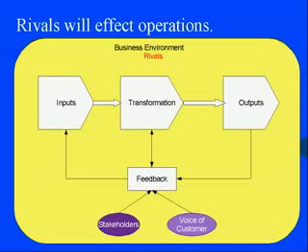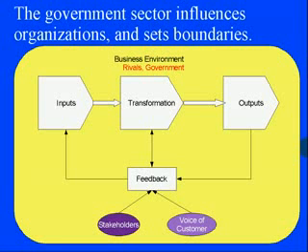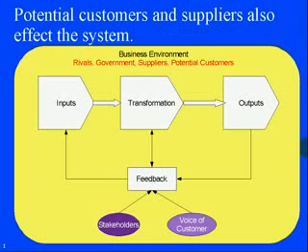The government sector also will influence organizations and set boundaries. These boundaries come in the shape of regulations, laws, taxes, and other governmental influences. Also, potential customers and suppliers affect the system. Suppliers will set what inputs are available. Potential customers, what type of outputs you'll produce today, tomorrow, and for the long term.